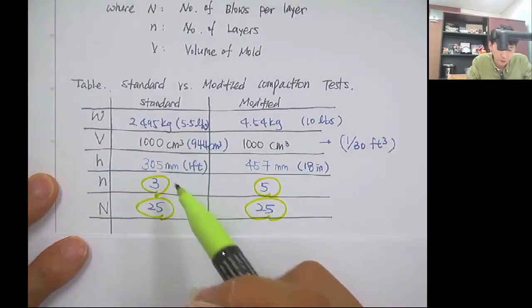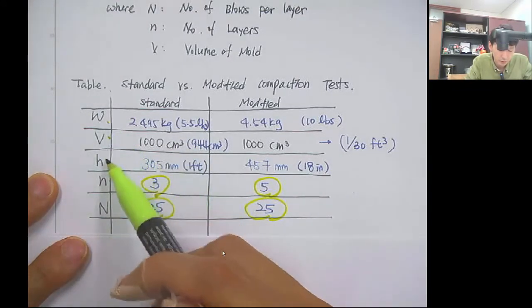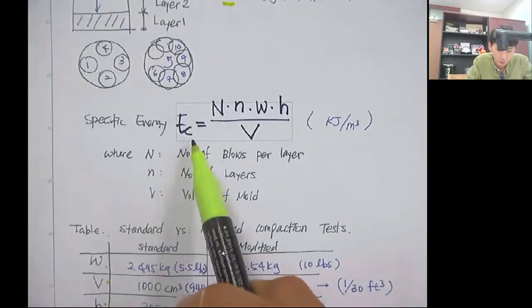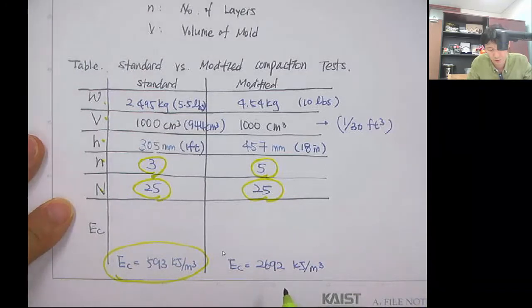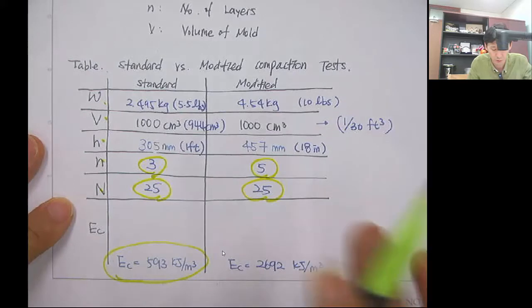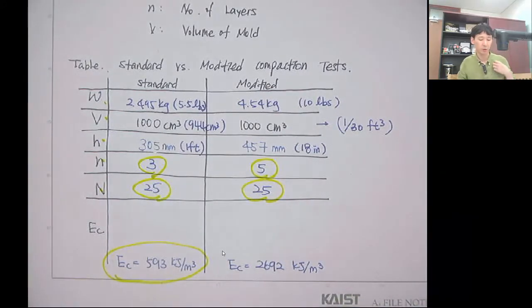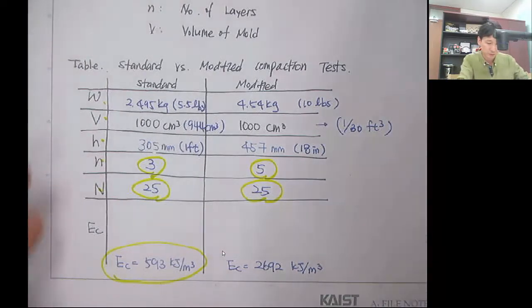If you use these parameters to calculate the specific energy using this equation, then you have these values. The specific energy you apply for the standard Proctor test is about 600 kilojoules per cubic meter, and for the modified Proctor test it is about 2,700 kilojoules per cubic meter. So it's more than 2 times, or even I think about 4 times larger.